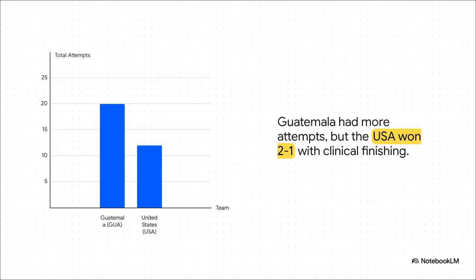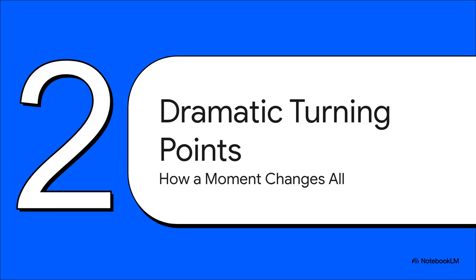In this Gold Cup semifinal, for instance, Guatemala actually outshot the USA 20-12, but the USA won the game 2-1. This tells a story of pure efficiency. Yeah, the US might have had fewer chances, but they were way more clinical, way more deadly in front of goal, scoring twice from just 12 tries. Okay, so stats give us the general pattern of a game, but soccer, it's a game of moments. Single, dramatic moments. A red card, a penalty, a controversial call from the ref.